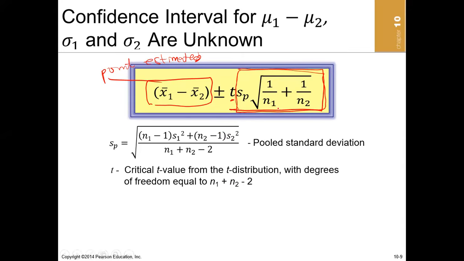So remember that whenever we are dealing with confidence intervals and the population standard deviations are unknown, what happens is that we are going to employ the sample standard deviations to compute the standard error using this formula. So the red square I've made is the standard error. Everything there is the standard error.